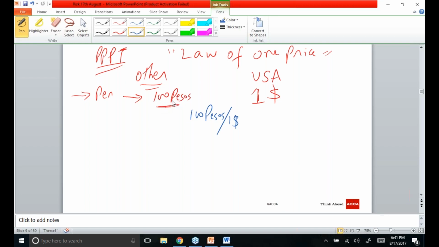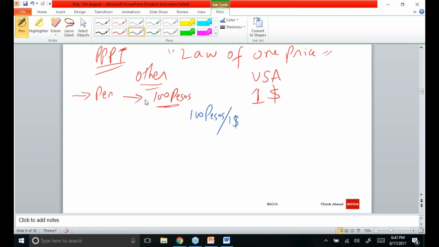The pen has a price of 100 pesos in one country and it has a price of $1 in another country. The exchange rate will be set like that. You buy that pen in the other country by spending 100 pesos, or by spending 100 pesos, get the $1 and buy that pen in USA. Your cost or your price will be the same.